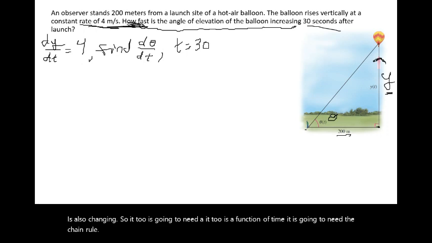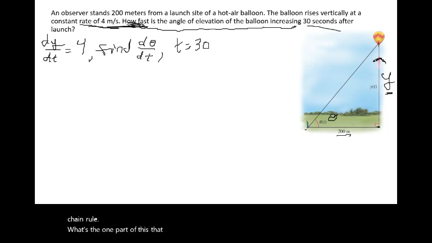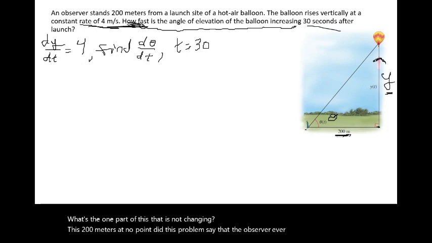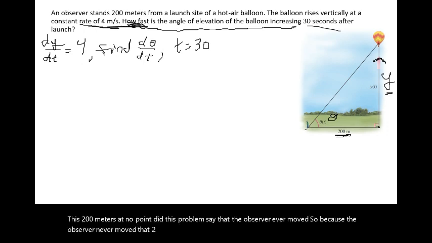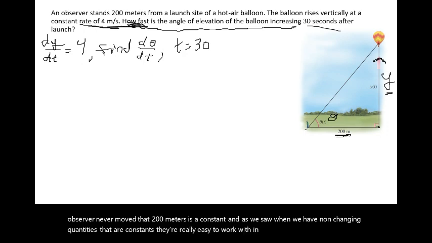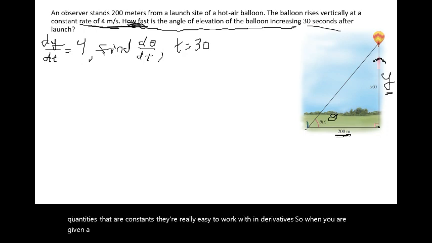What's the one part of this that is not changing? This 200 meters. At no point did this problem say that the observer ever moved. So because the observer never moved, that 200 meters is a constant. And as we saw, when we have non-changing quantities that are constants, they are really easy to work with in derivatives. So when you are given a constant, use it. It's going to make things a lot easier.